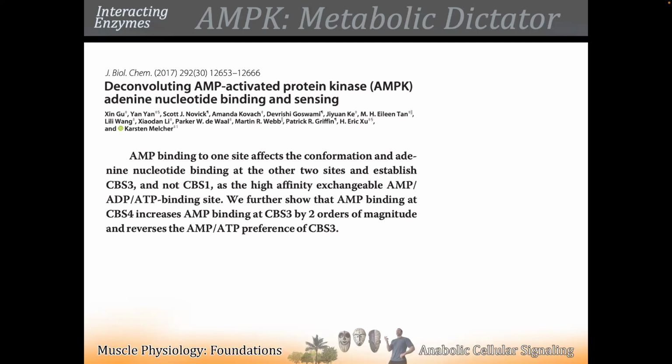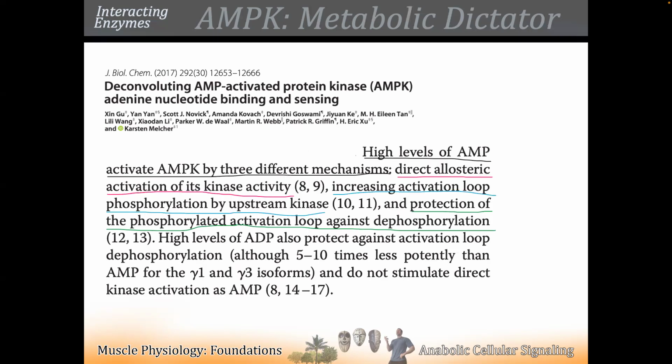And it's not just one AMP that binds. There are three sites, CBS 1, 3, and 4. But bind the first AMP and the affinity for AMP changes, so you facilitate additional binding. This is a nice summary of activation by AMP, how AMP turns on AMPK, but it also acknowledges ADP in its prevention of dephosphorylation, which means deactivation by phosphatases.